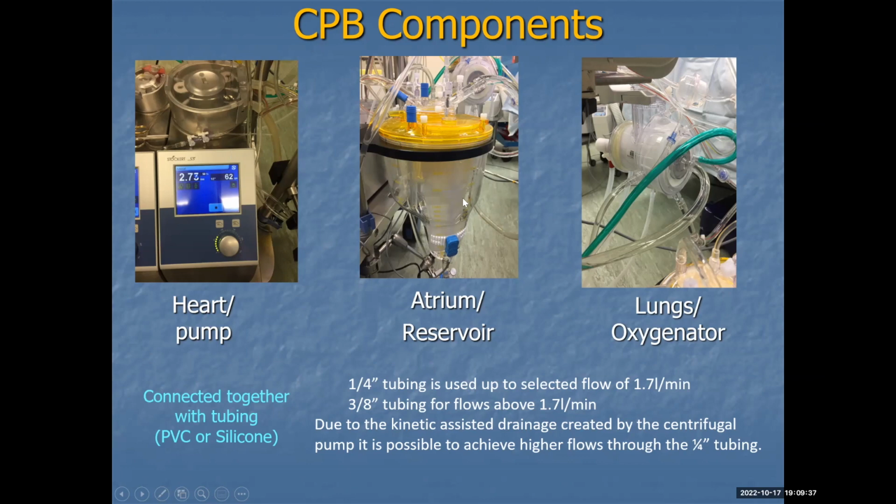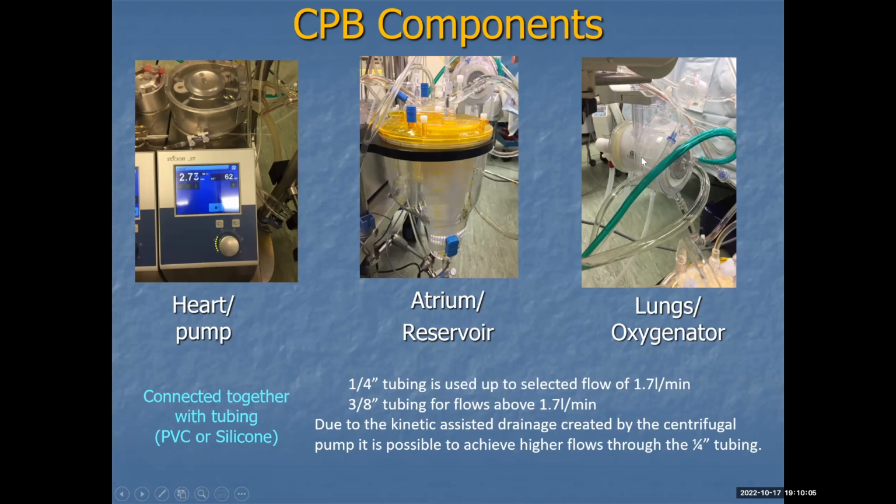This is the reservoir. Depending which hospital you go into, there's a range of manufacturers out there, but they all do the same thing and they all have the same components. In there is what we call a screen filter that will remove any debris returning from the patient, from the circuit. Any large clots or anything like that would be caught in there, if there were any, of course.